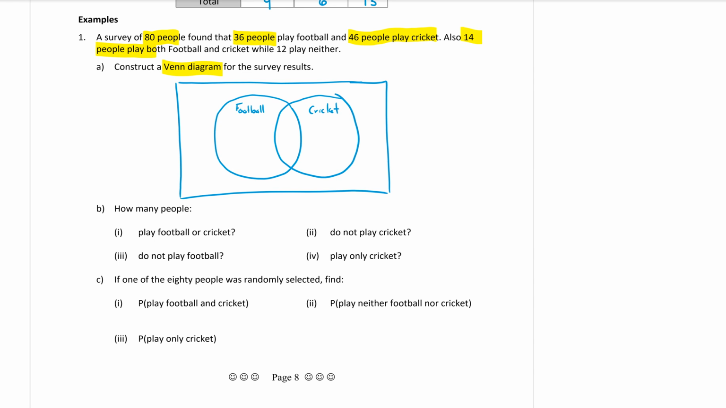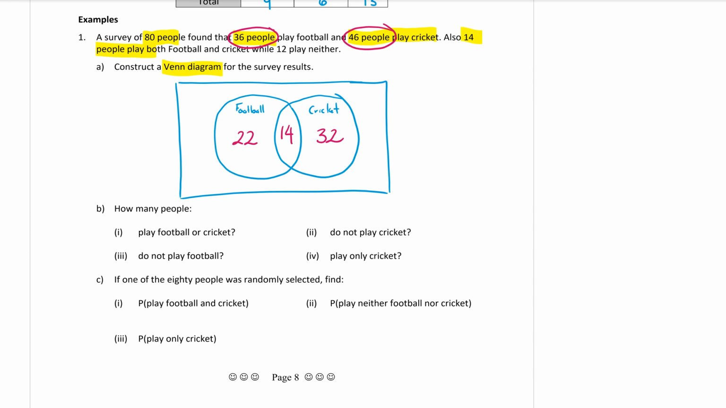Finally, that 14 people gives me a number that I can work with. So 14 people likes both means that is this section here in the middle. If there were 36 people who play football, if I go 36 and I take away the 14, that means that there must be 22 people who just like football. So you can see that together those 2 numbers make the 36 people, right? Then we do the same thing for the cricket. There was 46 people who play cricket. So if I go 46, take away 14, that means that there is 32 people to go in that section there.